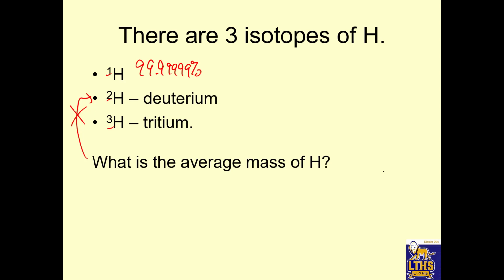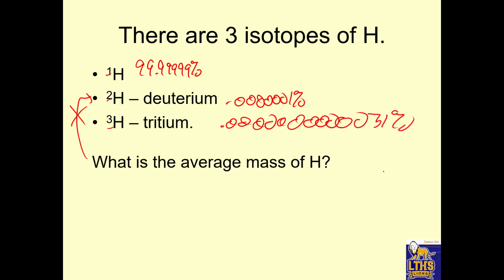99.999999999% is hydrogen 1, and 0.001% is deuterium, and 0.031% is tritium. Okay, so because of that, what's the average mass of hydrogen? If you recall, it's 1.008. So we don't have to actually calculate it right now, but just realize that knowing just the identities of the isotopes is not enough.